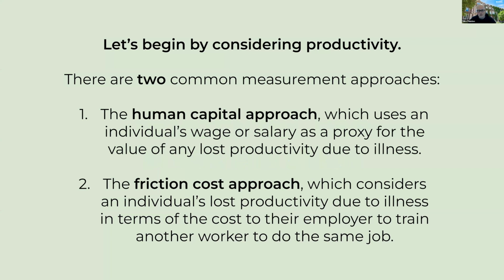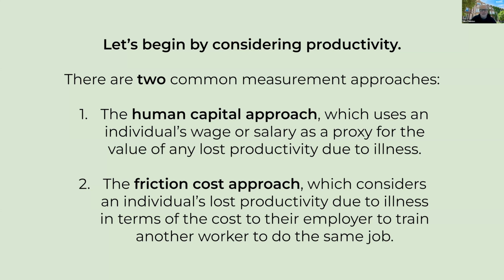The second approach we can use to measure productivity is something called the friction cost approach, which considers an individual's lost productivity due to illness in terms of the cost to their employer to train another worker to do the same job. So that first approach would say, well, if you're sick, then we will look at your wage or your salary as a proxy for how productive you are. And that is the productivity loss because you're sick.